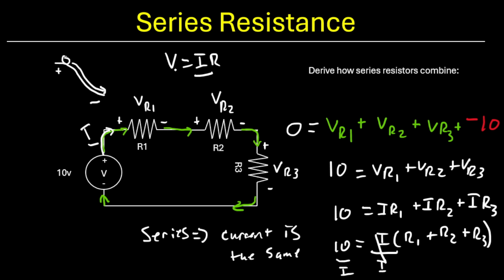If we divide both sides by I, we get 10 over I equals R1 plus R2 plus R3. Now, going back to Ohm's law, V equals IR, if we divide both sides by I and we get voltage over current, we notice that we get resistance. So this tells us that resistors in series add: R1 plus R2 plus R3.